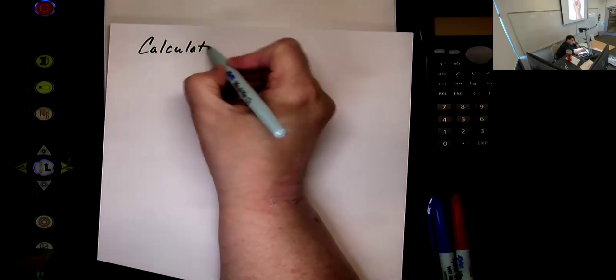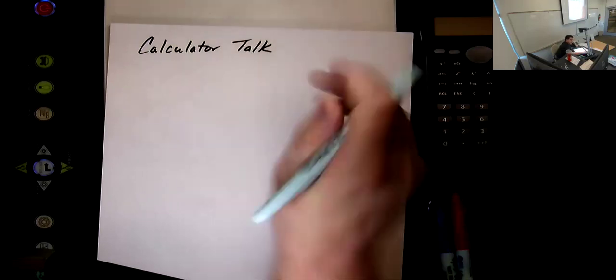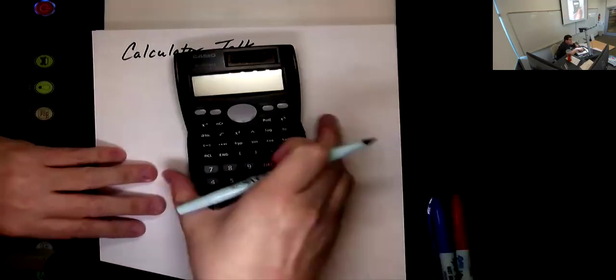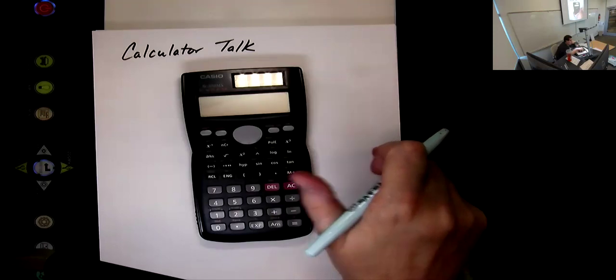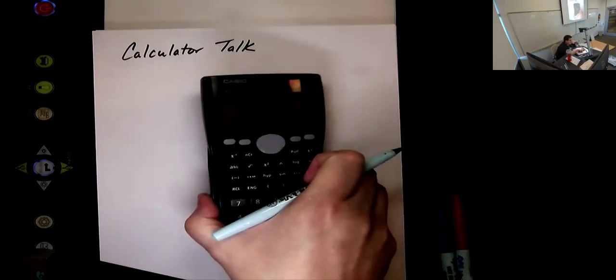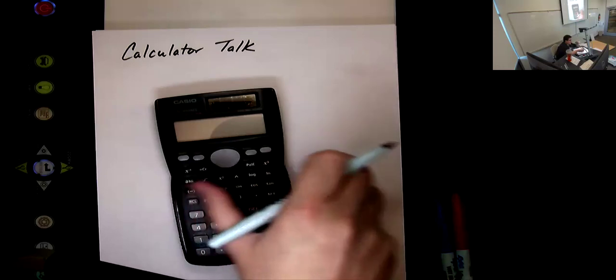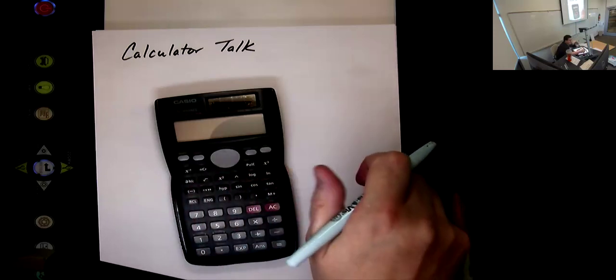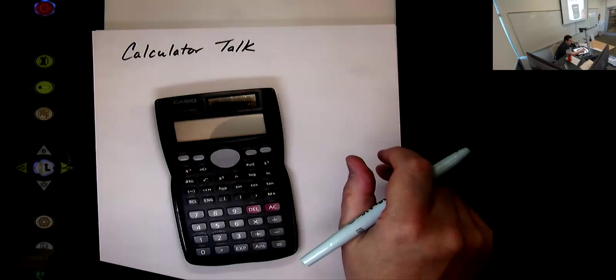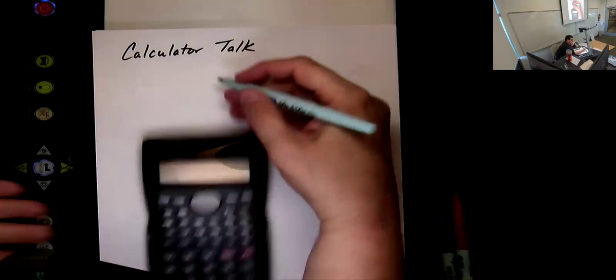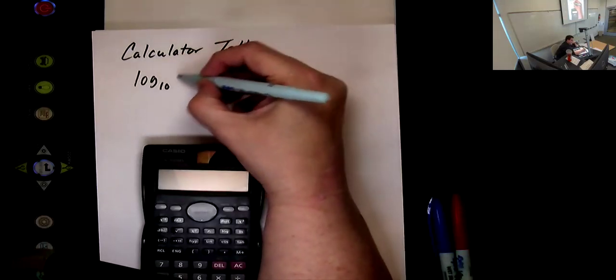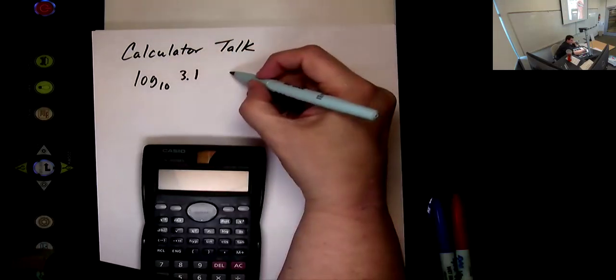Calculator talk. You will be allowed a calculator on the test. You are gonna be required to show all your work. The only stuff that you can't show work for is stuff like logarithms and exponents, unless they're very simple, like the ones we just did. But in general, finding something like log base 10 of 3.1 is not something you do by hand.